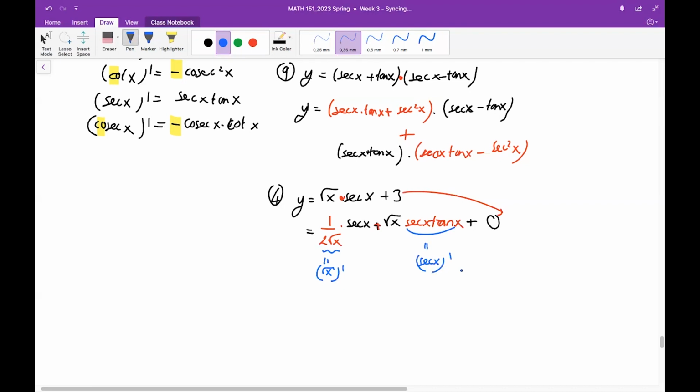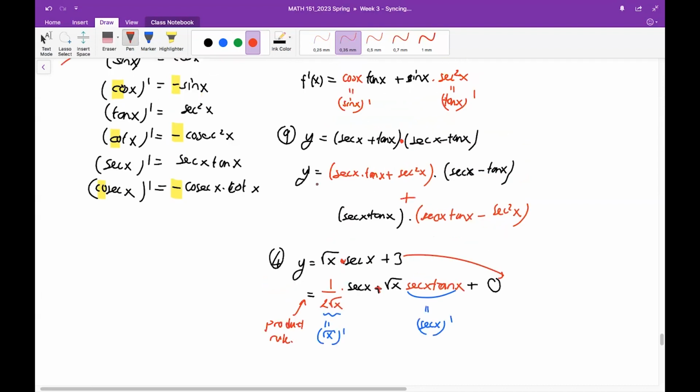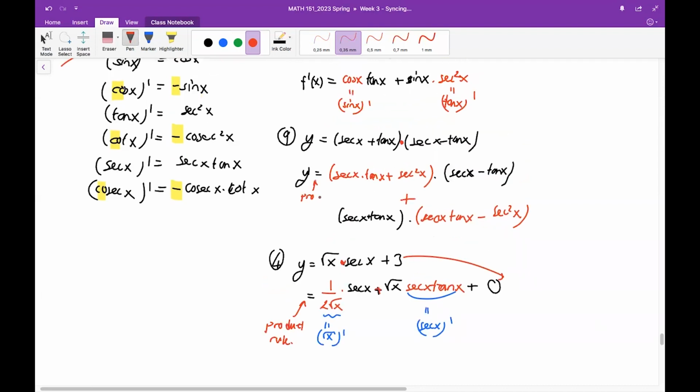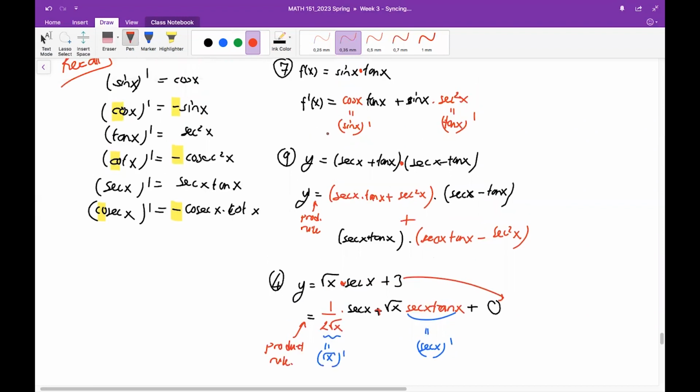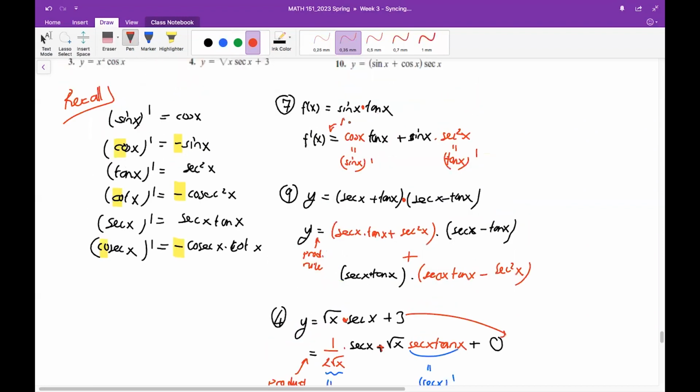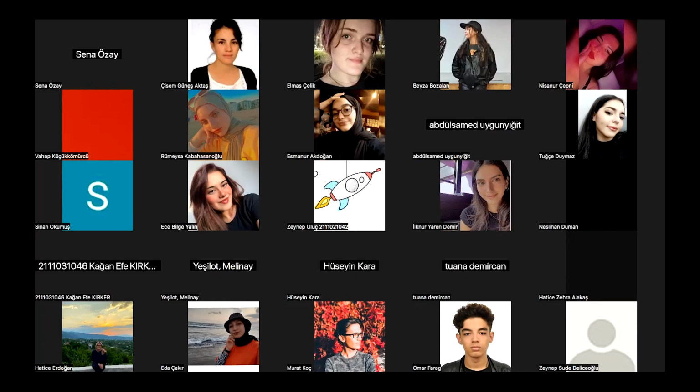Any questions? Let me indicate that we applied the product rule here, also here. Product rule also here. If no questions, I want to stop here.